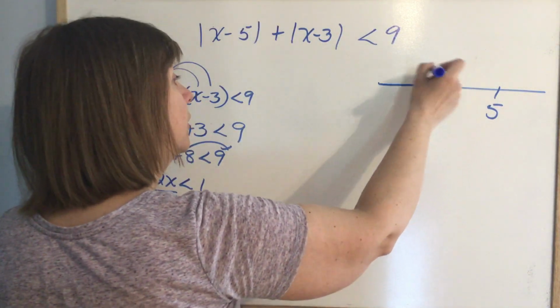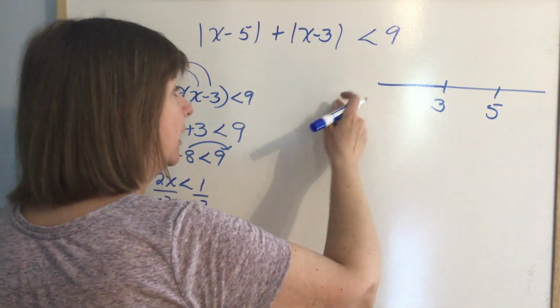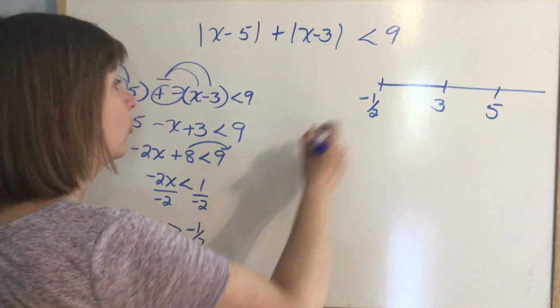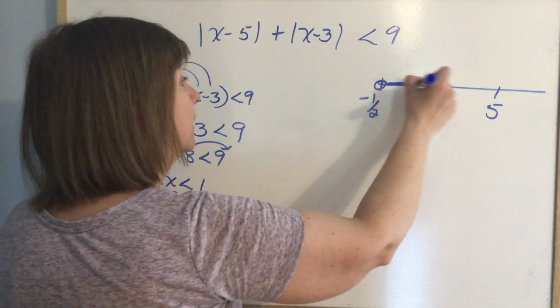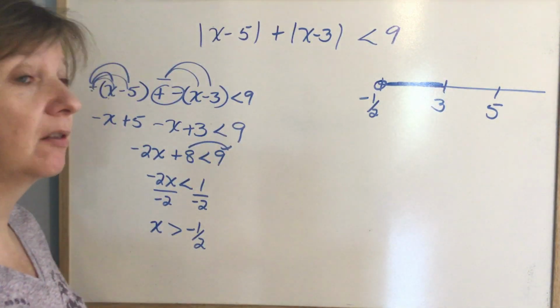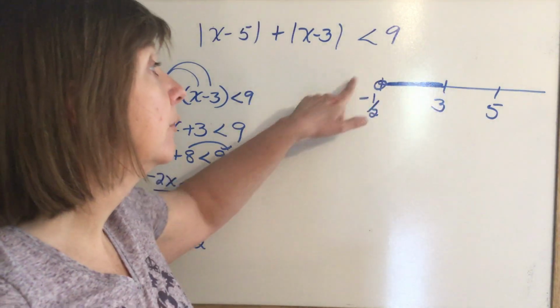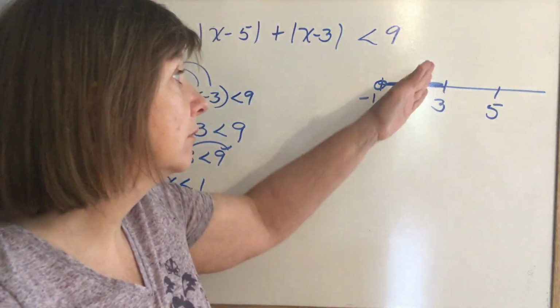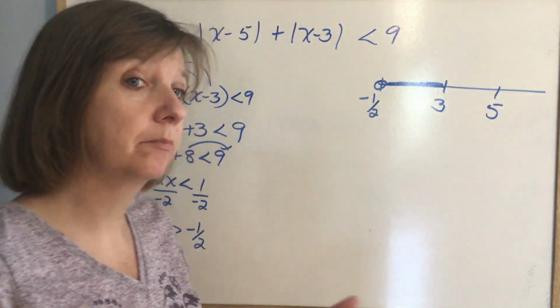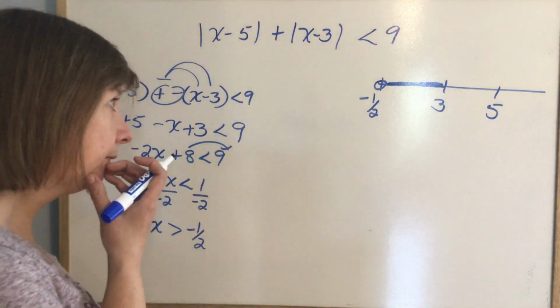Now remember, we were looking at this section, we were looking at less than 3. So x is greater than -1/2, but I can't make a statement beyond that 3 because I was only testing for numbers below 3. So I'm going to just stop my line there. It might continue, but it might not. So that's what I need to find out.